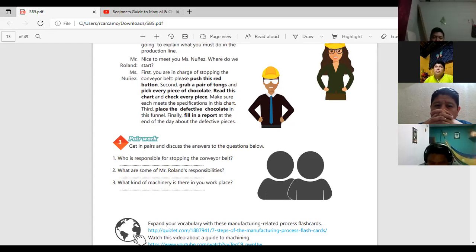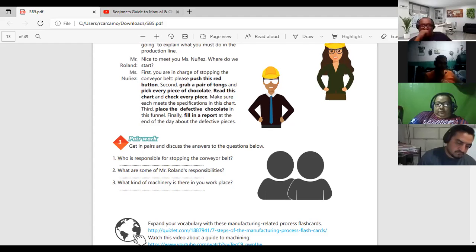Power generator, very good. And X-ray accelerator. Yes. Oh, nice, very good. Where do you work? One more time.